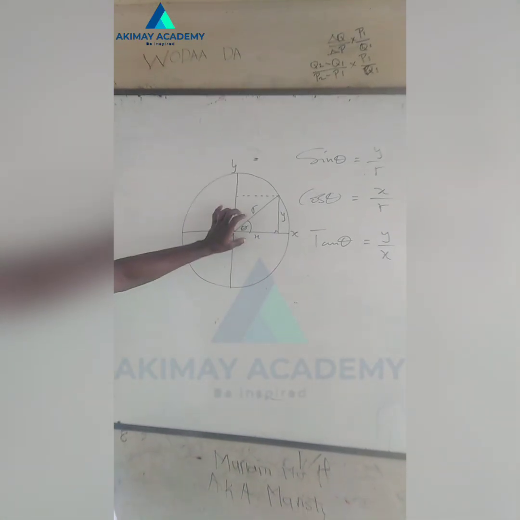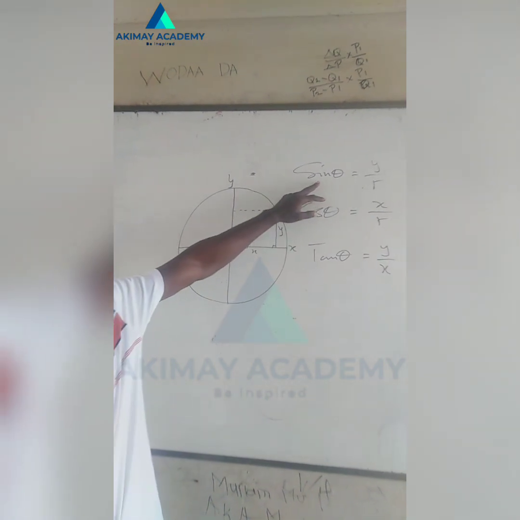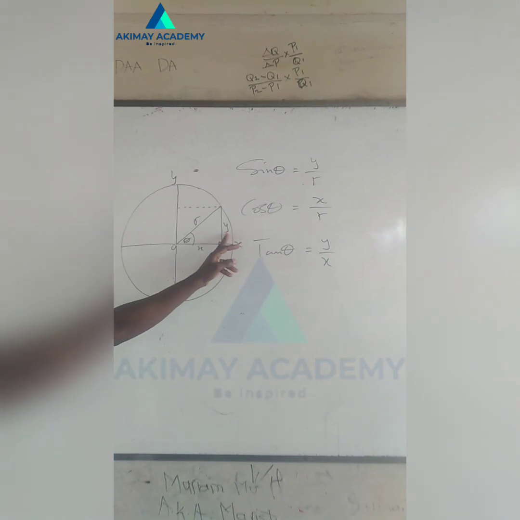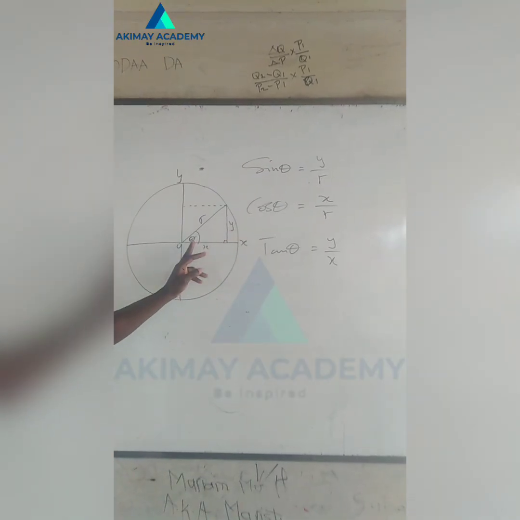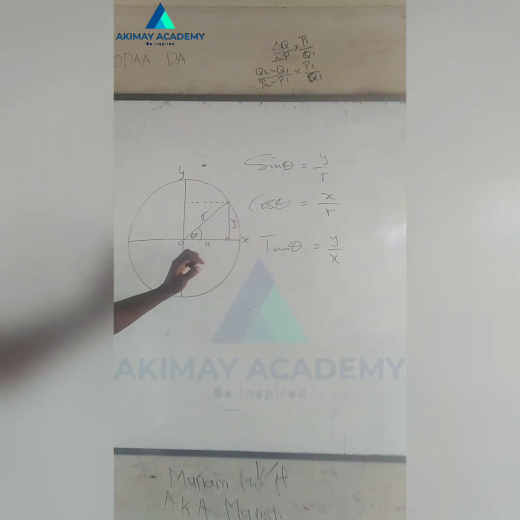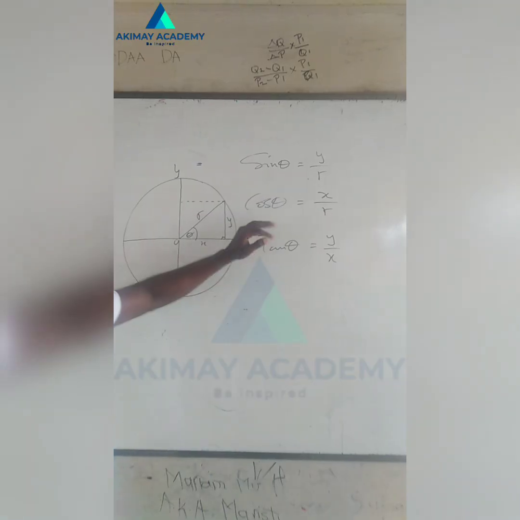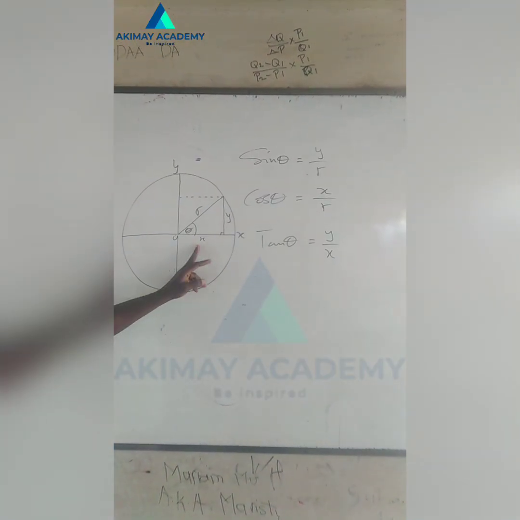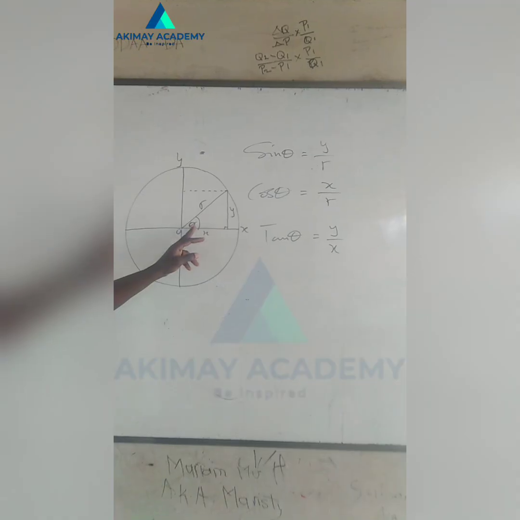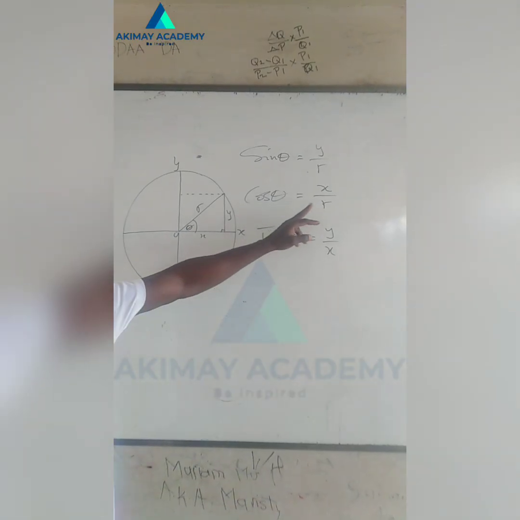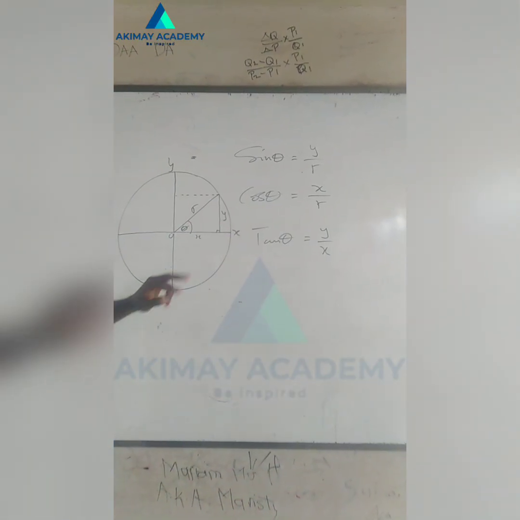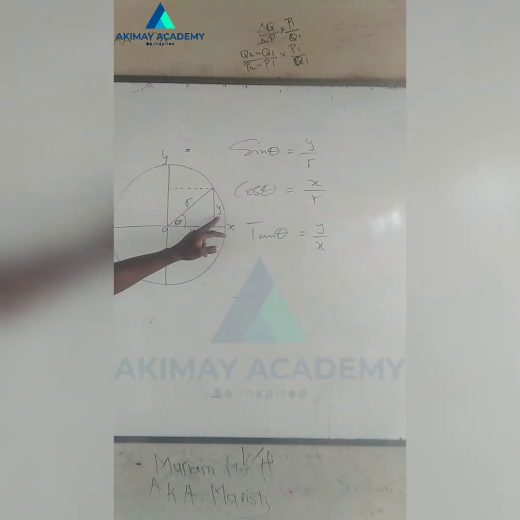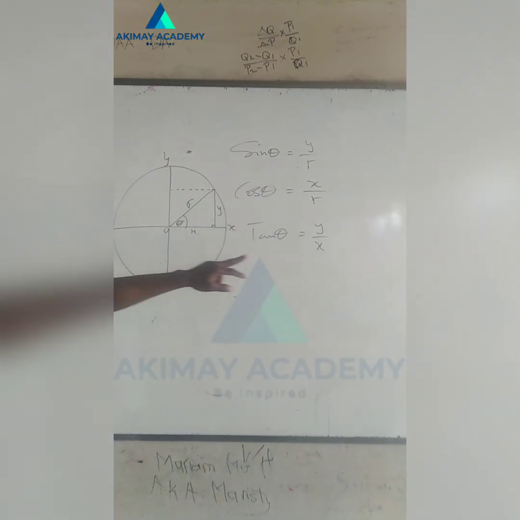From this right angle triangle, we know that sine theta equals the opposite of the angle, which is y, out of the hypotenuse, which is r. Then we have cos theta, which equals the adjacent of the angle out of the hypotenuse, which is r. And tan theta equals opposite over adjacent.